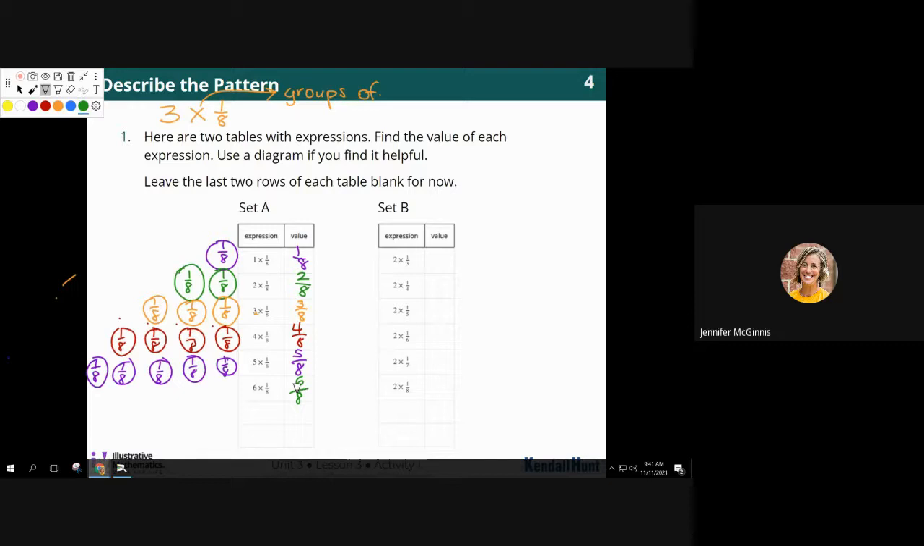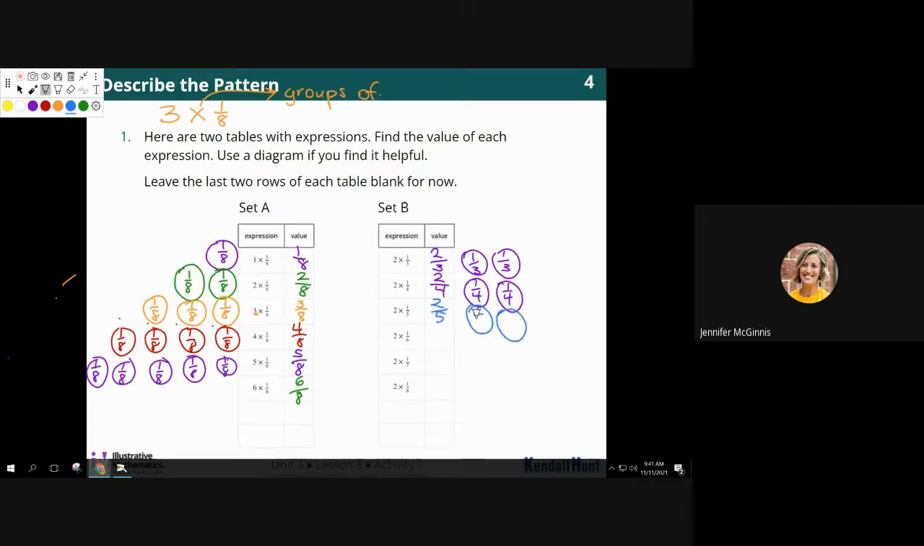What about over here? 2 groups of 1/3. Jake? 2/3. 2 groups of 1/3. 2 groups of 1/4. Is that what it says? Yeah. David? 2/4. 2 groups, 1/4 in each group. You all see the diagram, how the diagram matches the expression. 2 groups of 1/4. 2 times 1/5. Lucia? 2/5.